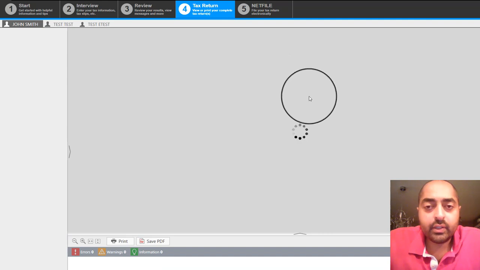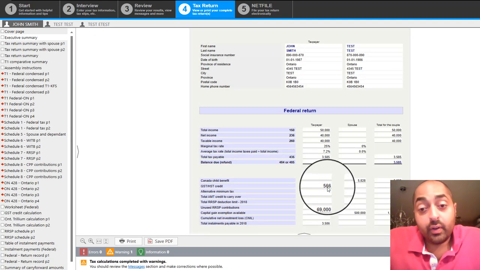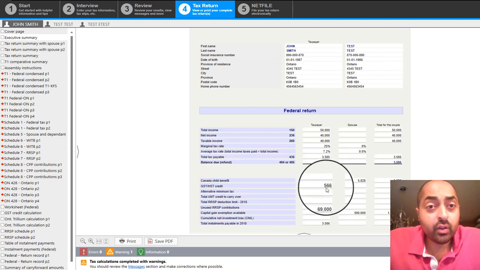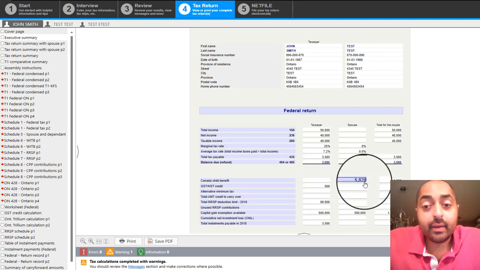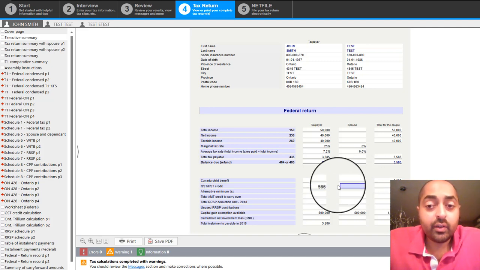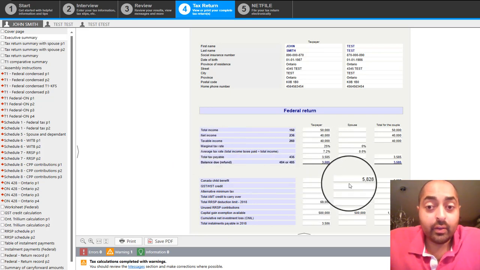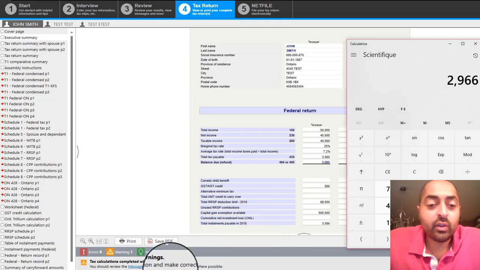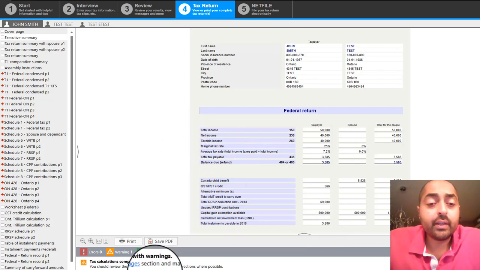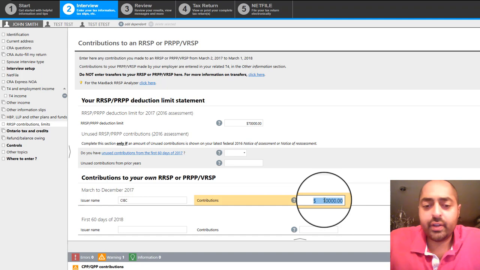And let's look at his GST and child benefits. So his GST increased from, I think it was $66 to $566, so $500 difference. And his child benefit increased from, I think it was $5,100 to $5,800. So he got $1,300 extra in those credits, plus almost $3,000 difference in tax savings, just for contributing to his RSP. Now let's see what happens if he puts 30,000.